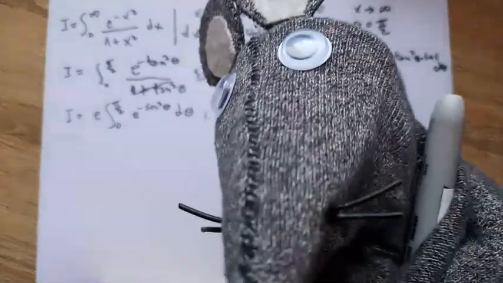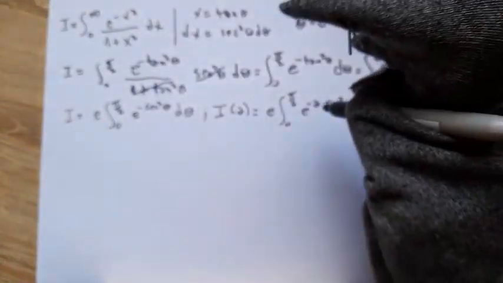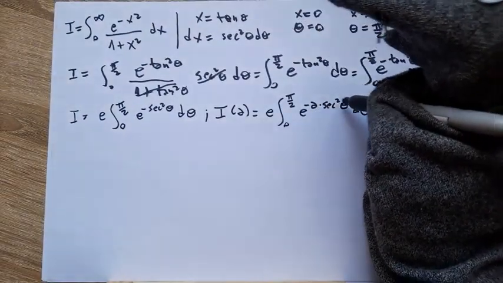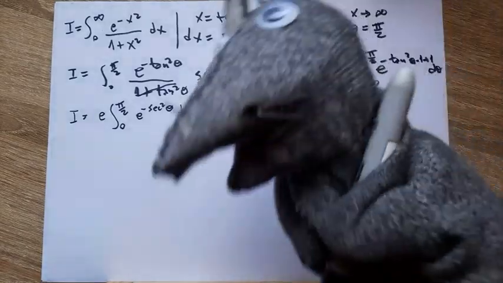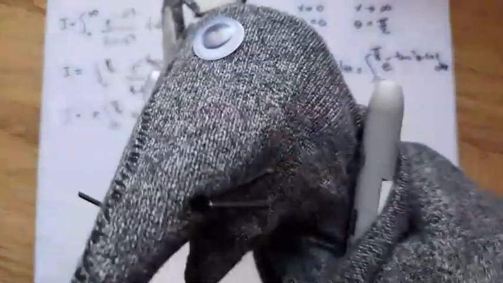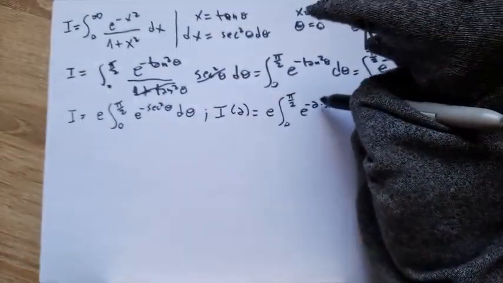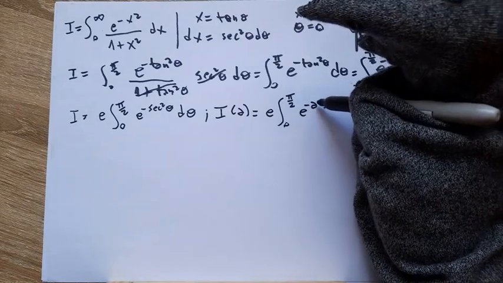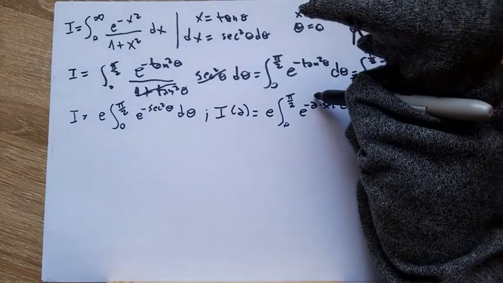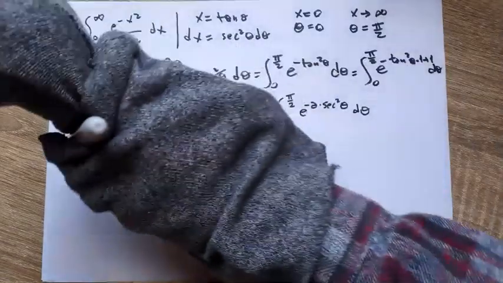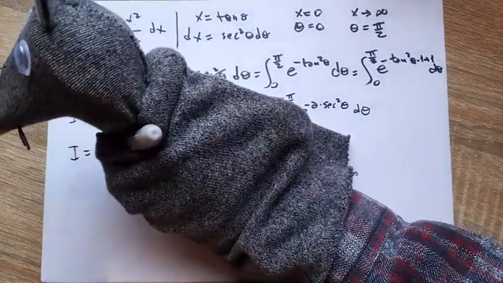Then you can notice that if we take the derivative with respect to a, we will get the secant squared of theta out of the exponential. Yeah, that's the Feynman trick. First, we'll just remember that we will recover our original integral if we put a equals 1. Yeah? So we have that I equals I of 1.